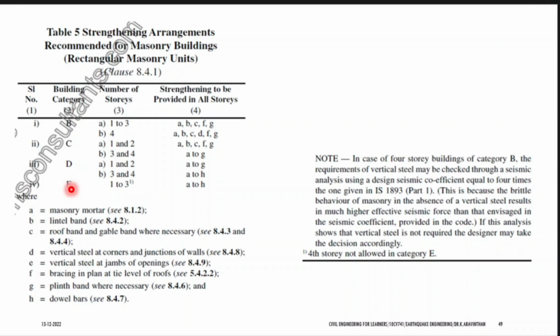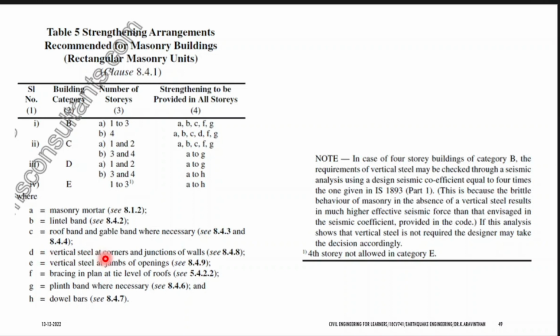If you are building in Arunachal Pradesh, Meghalaya, Sikkim, these are all under zone 5. If you are constructing in zone 5, A to H should be provided. All the things should be provided. A to H. What are the additional things there?